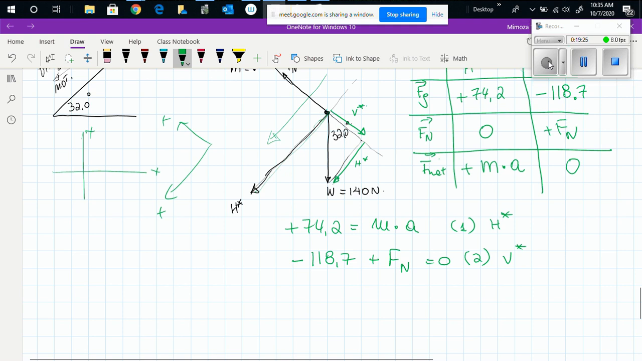Now, since we know what the mass was, from equation 1 we can say that 74.2 is equal to 14.3 times acceleration. And from here, acceleration will be 74.2 divided by 14.3, which equals 5.2 meters per second squared. And from equation 2, we find that force normal is equal to 118.7 newtons. Is it clear?